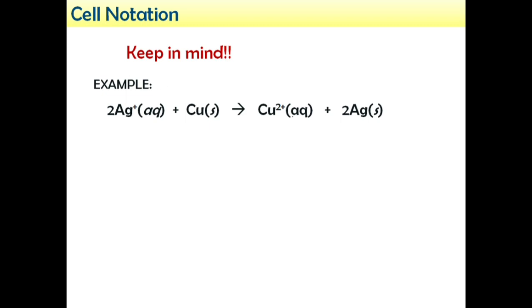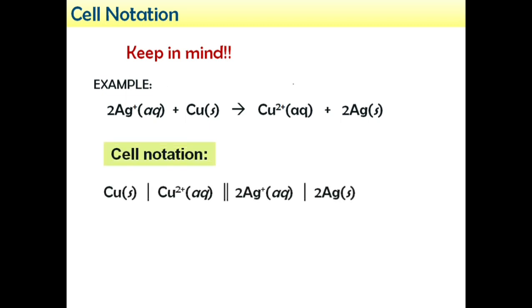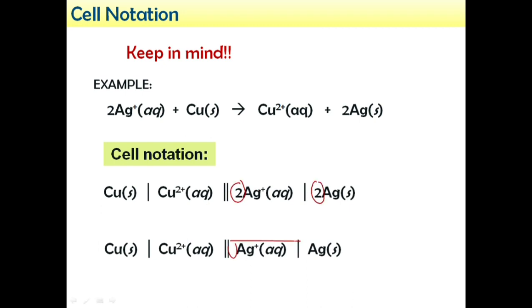For example, we have this equation. Okay, ada dua jenis cell notation yang kita boleh tulis. Okay, bezanya adalah ini ada stoichiometry, yang ni tak ada stoichiometry. Mana satu yang betul? Perlu include tak stoichiometry dalam cell notation? Jawapannya, tidak boleh include stoichiometry. Okay, jadi the first one is wrong, the second one is correct. Okay, remember, do not include the stoichiometry in cell notation.